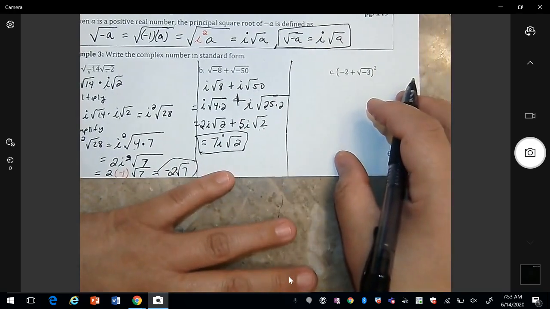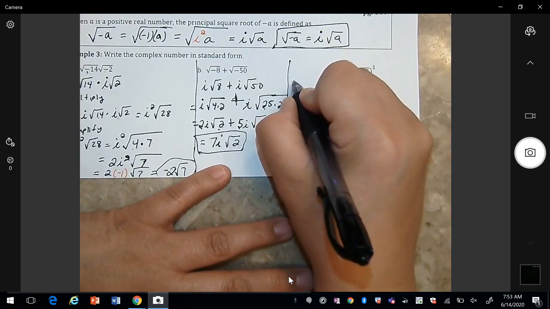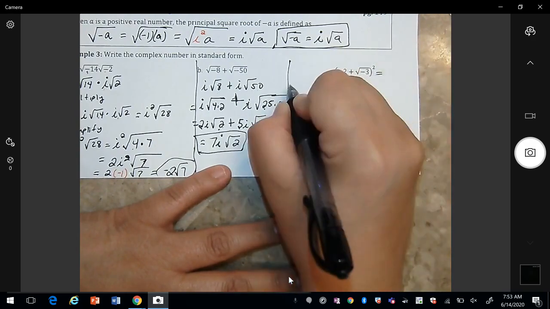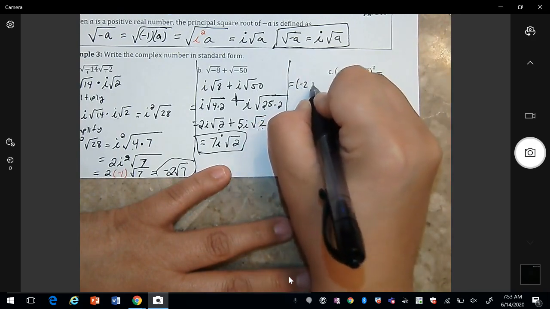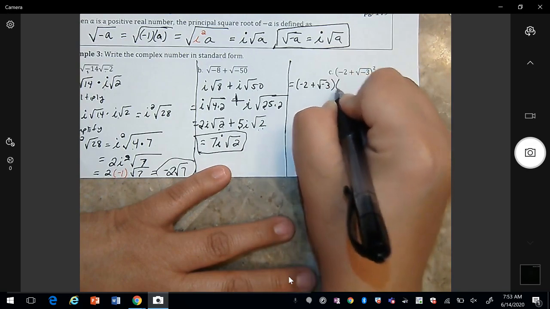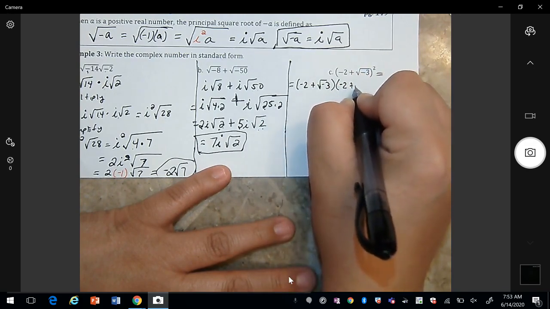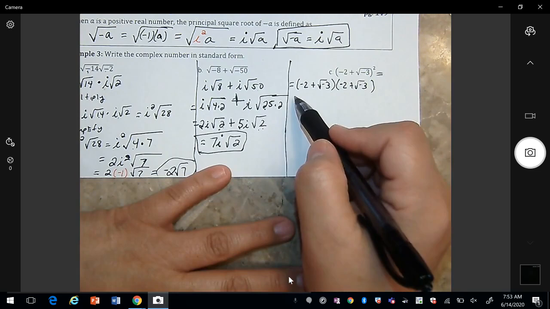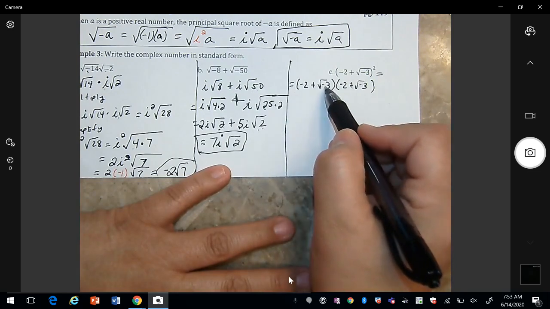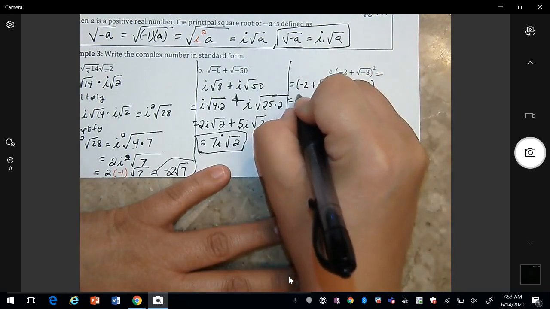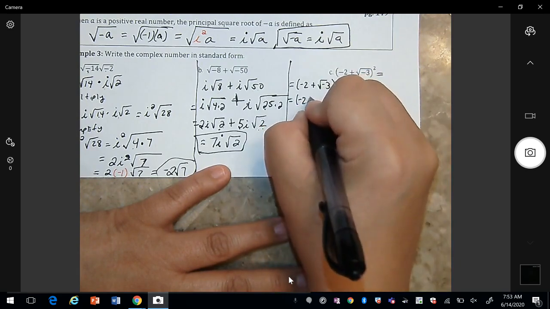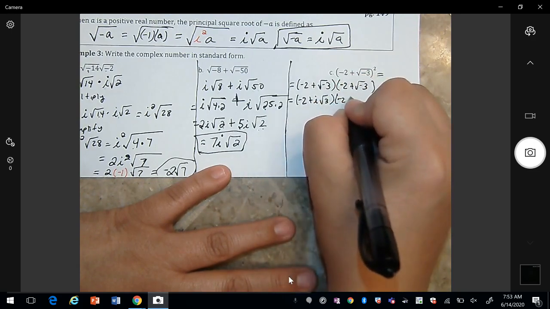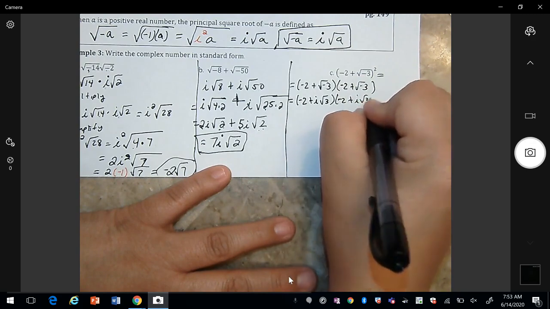Let's look at letter C. So I have -2 plus square root of -3, squared. I'm going to rewrite this as the following. So I'm going to multiply this out. Or we can take care of this negative first. So I can rewrite this as -2 plus i square root of 3, squared.